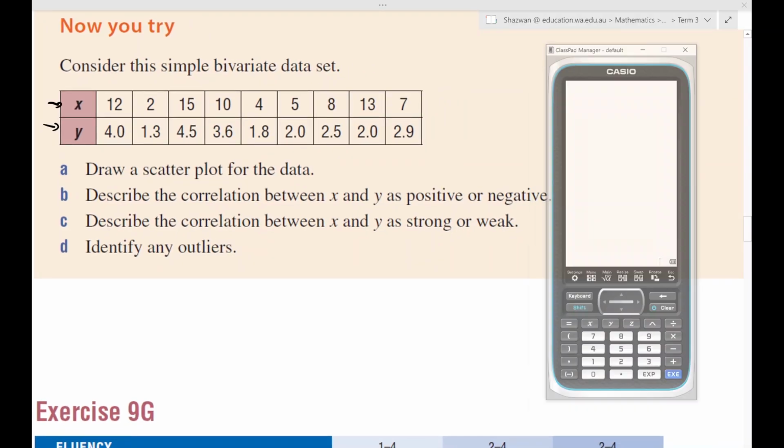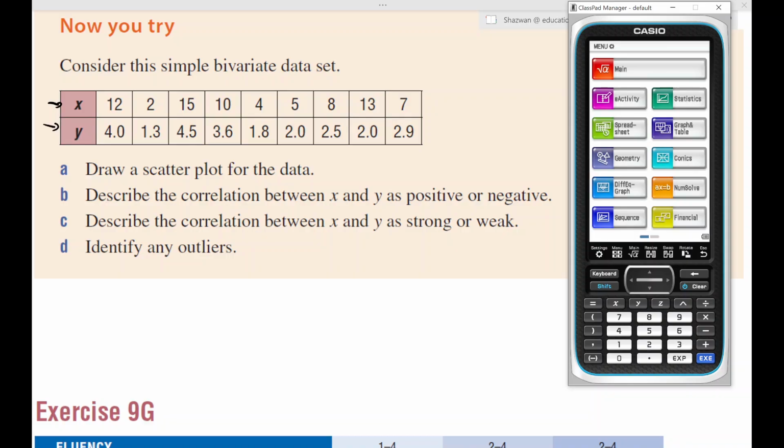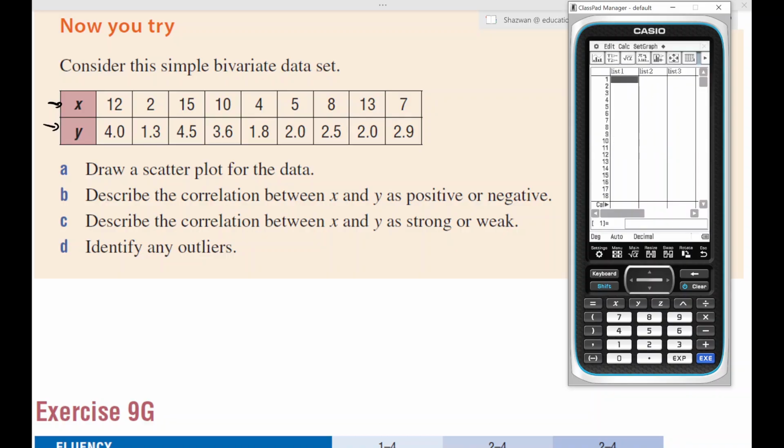Alright, here's how I'm going to tackle this question. I'm going to get my ClassPad out, go to statistics, and put in all of my data. Okay, so this is all my data. I've put x into list 1, y into list 2.